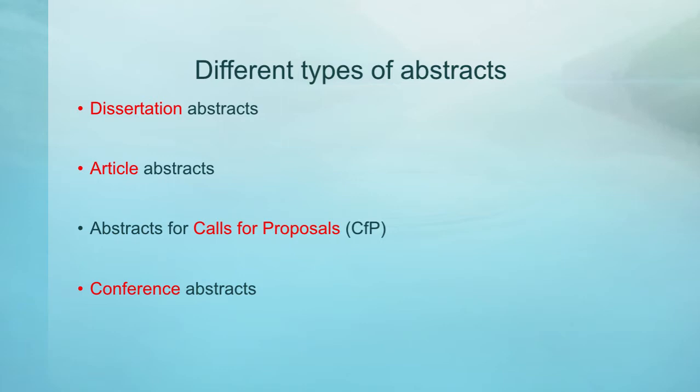So let's look at some of the different kinds or types of abstracts. We could call them genres, so different abstract genres. So the dissertation abstract, and I'm using dissertation and thesis to represent the same document. Then you have article abstracts, and what I mean by that is peer-reviewed journal articles or any kind of journal article. It could even be a book chapter. Abstracts for calls for proposals, which I'll explain when I come to that, and conference abstracts, which I know you are all interested in at this point in time.